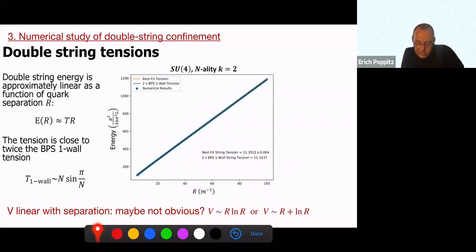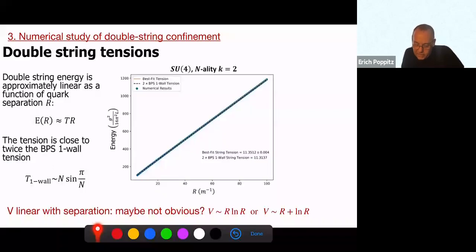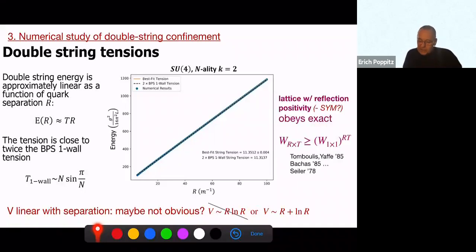You may ask whether it should be obvious that the potential is linear in the separation, because there is this curvature, etc. You might say that maybe it goes like R log R or R plus log R. This option is forbidden by some general ideas. There is an exact bound on the lattice that the expectation value of the R cross T Wilson loop is bigger than the expectation value of the 1 by 1 Wilson loop to the power RT. This inequality forbids a potential rising faster than R, because if the potential rises faster than R, eventually this will decay and become smaller than the right-hand side. It's a very interesting inequality derived by these people, okay?